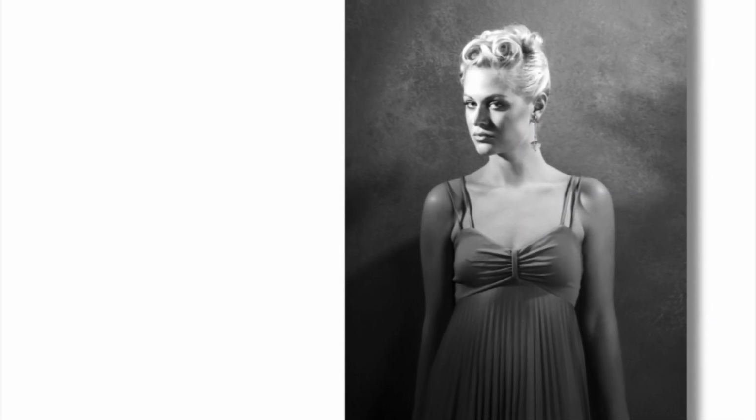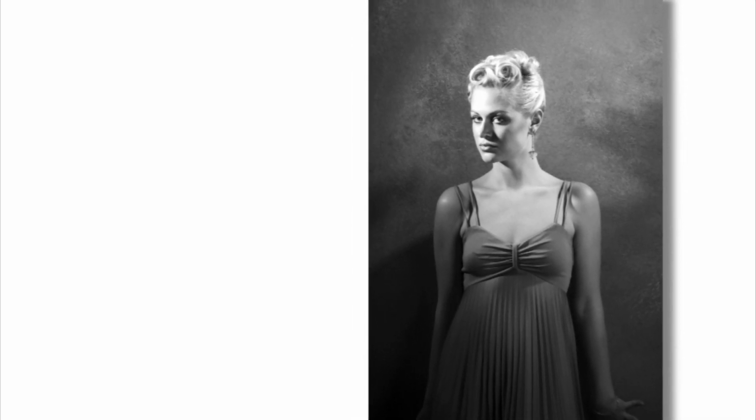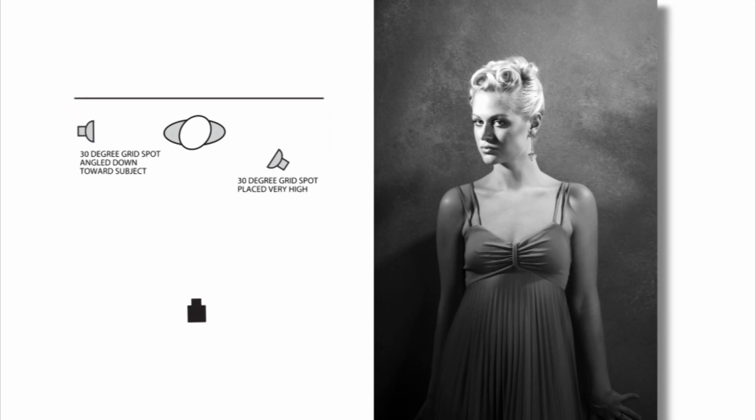Changing the main light to a 6-inch dish with a 30-degree grid, I moved it very close to the wall, just feathering it. To change the shadow from the other light, I raised it until it was aimed more at the top of her head.